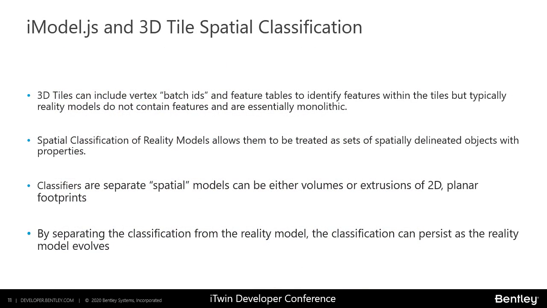Now, 3D tiles can contain batch IDs and feature tables to allow features within the tiles, but in general, reality models do not contain these features and are essentially monolithic. Spatial classification allows the reality model to be treated as sets of spatially delineated objects. And the classifiers are separate spatial models that can be either volumes or extrusions of 2D planar footprints. And by separating the classification from the reality model, the classification can persist as the reality model evolves.